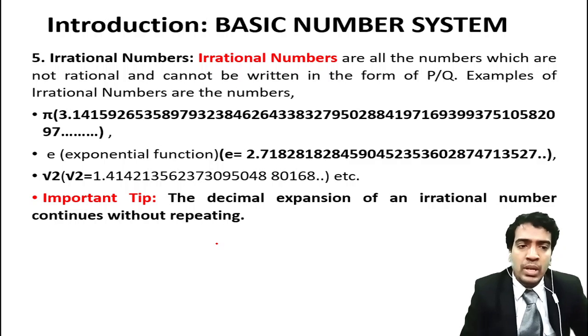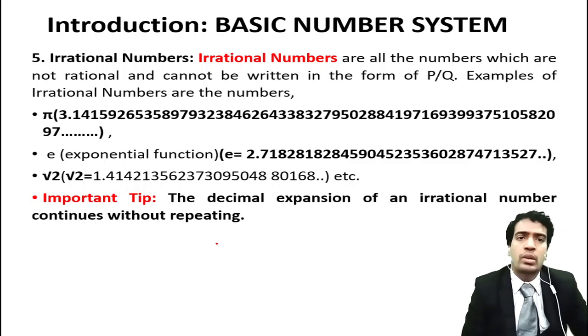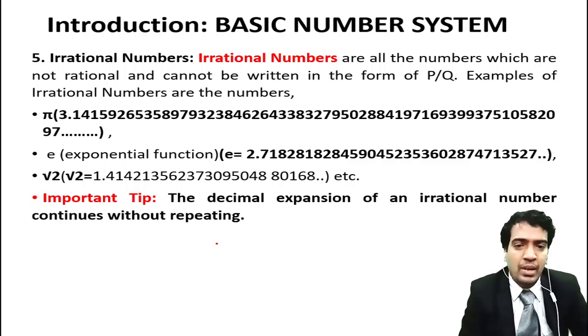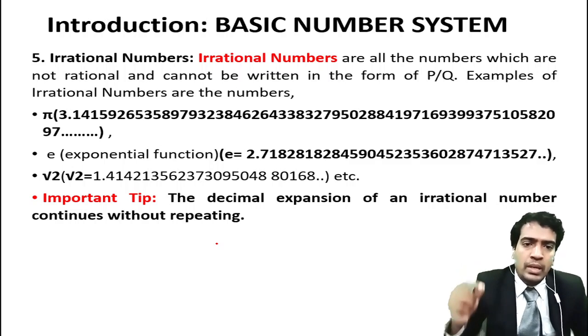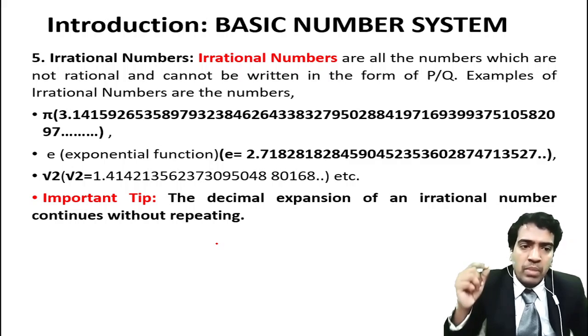Now what are irrational numbers? Irrational numbers are all those numbers which are not rational. That's a very simple definition. But let us understand a bit. Irrational numbers are those numbers that cannot be represented in the form of p by q.